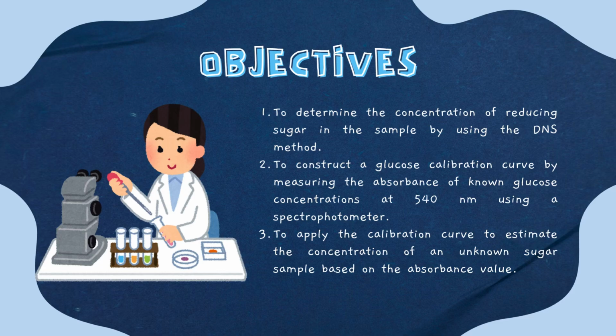The objectives of this experiment are to determine the concentration of reducing sugar in a sample by using the DNS method. Next, to construct a glucose calibration curve by measuring the absorbance of known glucose concentrations at 540 nanometer using a spectrophotometer. Lastly, to apply the calibration curve to estimate the concentration of an unknown sugar sample based on the absorbance value.